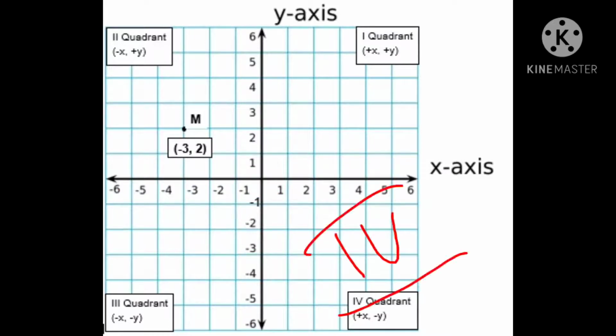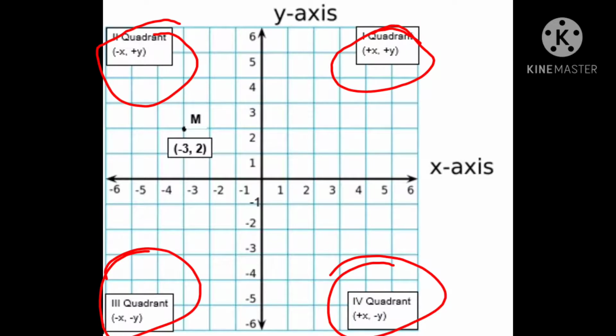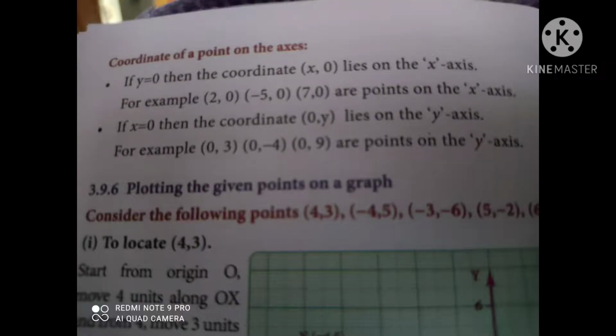And in the fourth quadrant the x value is positive but the y value is negative. So the point form is positive and negative in the fourth quadrant. Don't forget: first quadrant plus plus, second quadrant minus plus, third quadrant minus minus, and fourth quadrant plus minus.